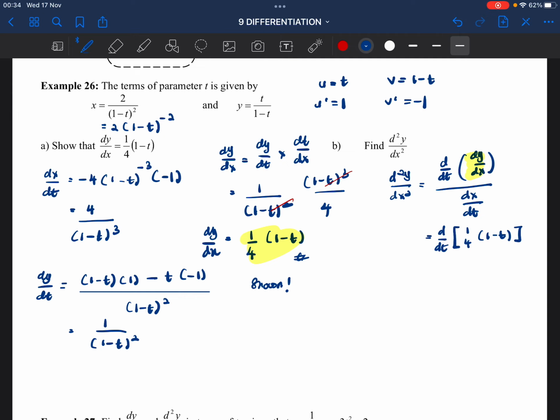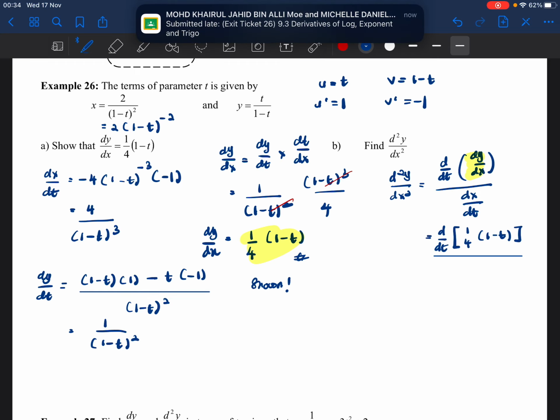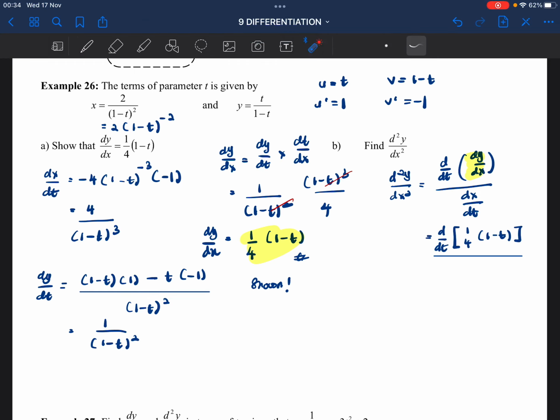Okay, so now over dx over dt. So dx over dt, where is our dx over dt? Here is dx over dt. Okay, tak perlu terbalikkan because the formula here want dx over dt. So this we transfer here. 4 over 1 minus t cube. Okay, so now we just have to differentiate this with respect to t. So this one you can differentiate because the formula said with respect to t.